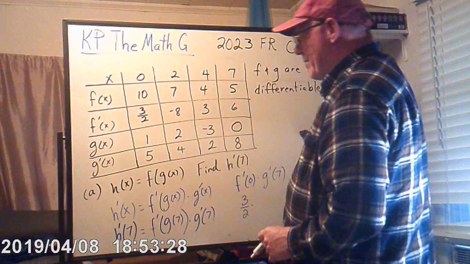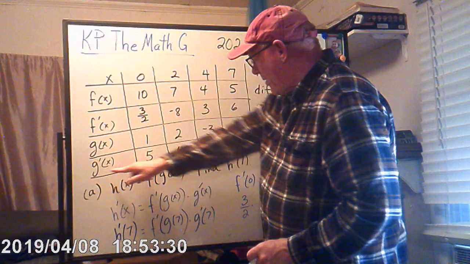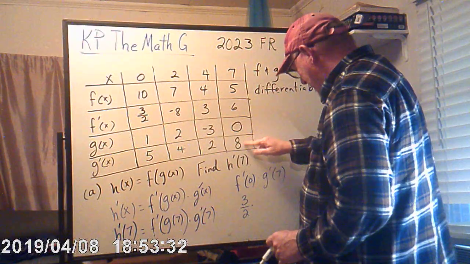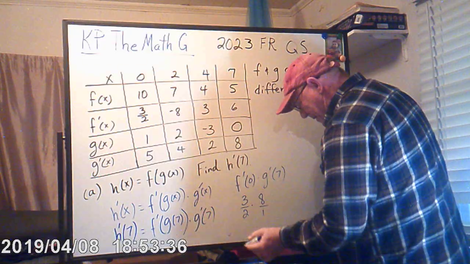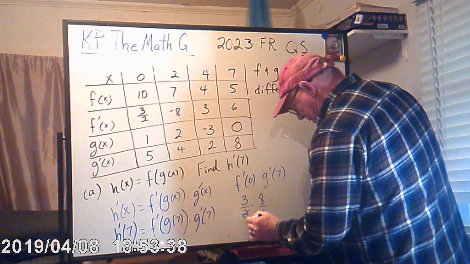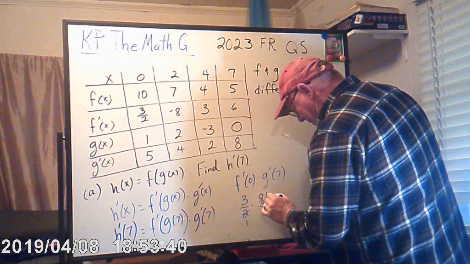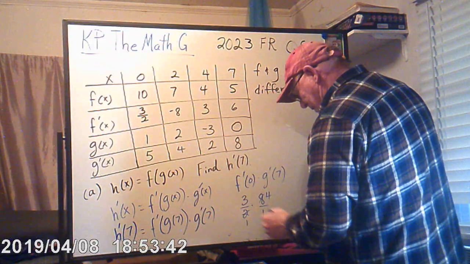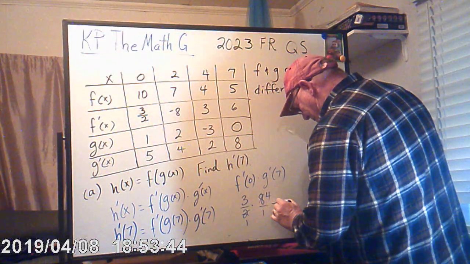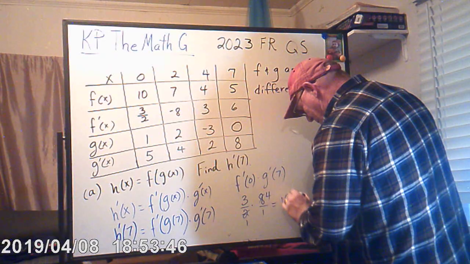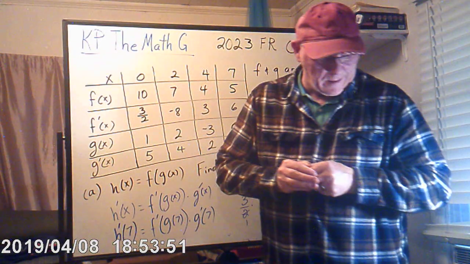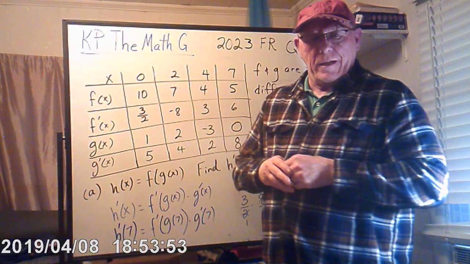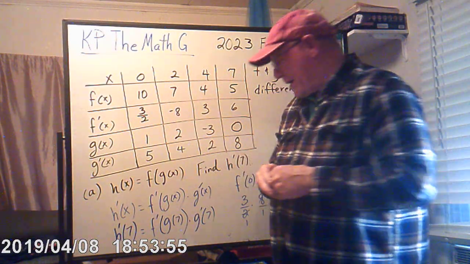G prime at 7 is 8. So 8 right here, put it over 1. 8 goes into 2 4 times. 2 goes into itself 1 time, and 3 times 4 is 12. Okay, that's where we are right there.